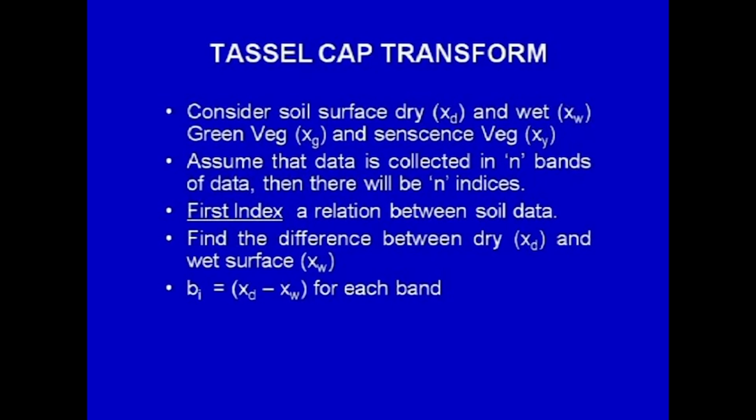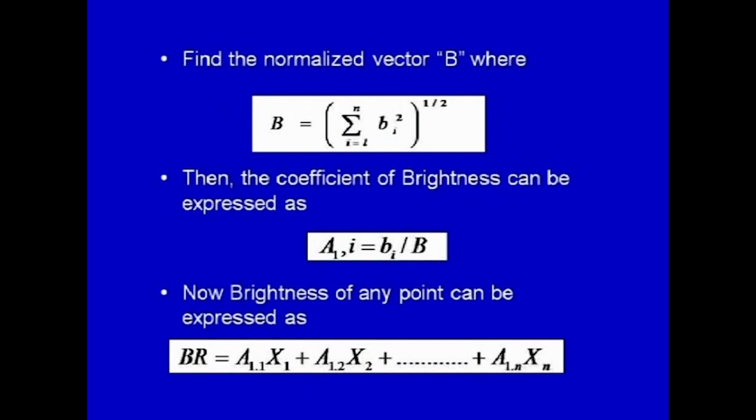So, the first index that will be derived is a relationship between the soil data. So, let us find the difference between dry and wet surface. BI, as a matter of fact, finds out the vector between the dry and the wet soil, and this is found for each of the bands. On the basis of this, a normalized vector B is computed, which is nothing but the square root of the summation of the BI squared.